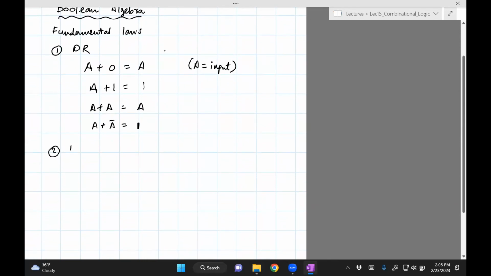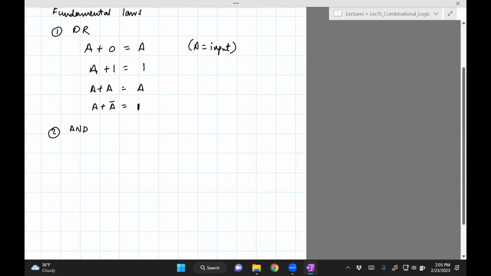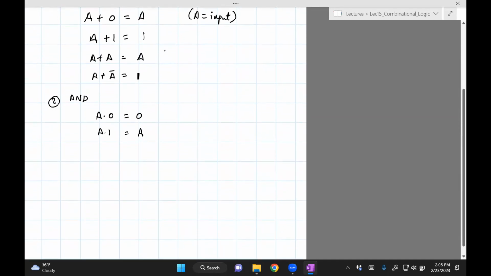Similarly, we can do things with AND, and these are just useful later on when we try to simplify complicated logic expressions. So A dot 0, so A and 0. Anything which you dot with 0 is going to be 0. A dot 1 is A. A dot A, so the two inputs, if they are A, then that is going to be just A.